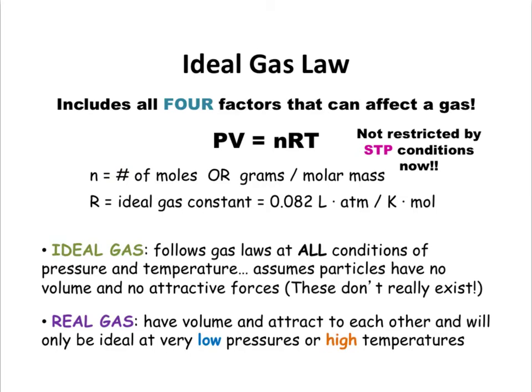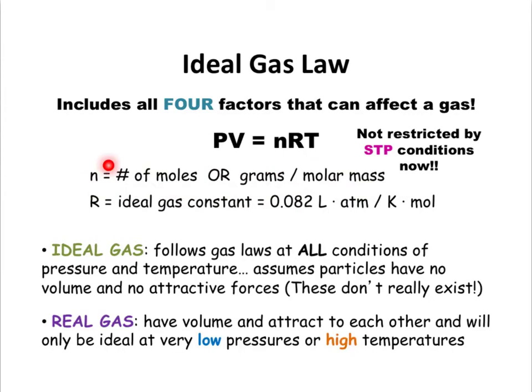STP is 0 degrees Celsius and 1 atm. Well, we are no longer going to be restricted by those conditions. So let's look at what this actually means. P is going to be the pressure, V is going to be the volume, okay? N, as you can see, is the number of moles of the gas you're dealing with, or if you're not given the number of moles, if they give you the grams, for example, you can do grams over molar mass, because grams divided by molar mass is the number of moles of a particular substance.